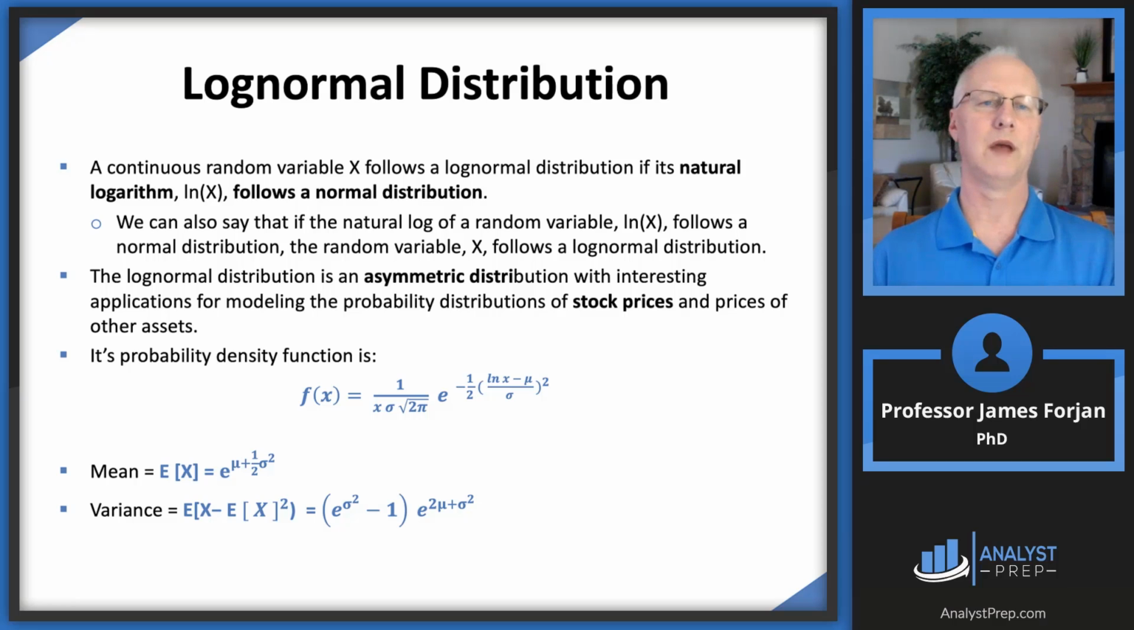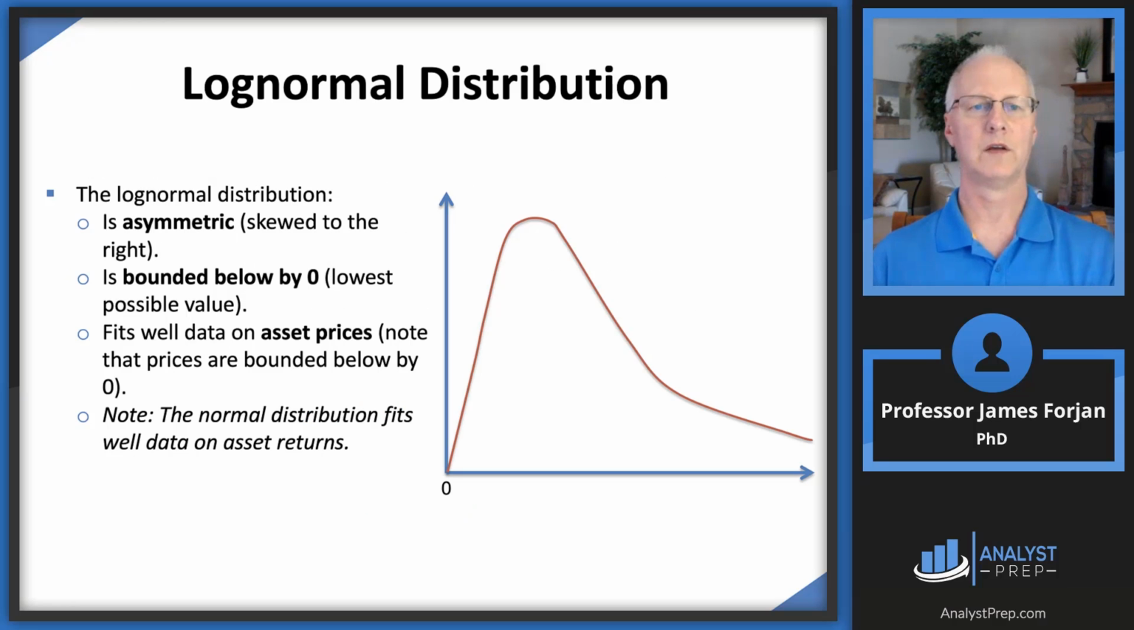Think of it this way. We have this continuous random variable. It follows a log-normal distribution if you take the natural log of that continuous random variable, and that follows a normal distribution. A lot of times in financial research, we look at stock prices as following this kind of distribution. It is asymmetric, so that's important. And there's the probability density function, and there's the mean and the variance. There's what it looks like.